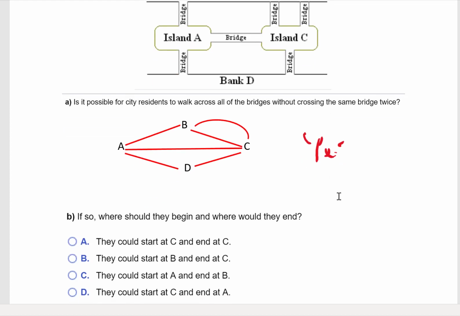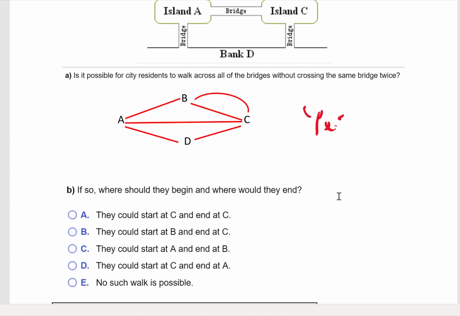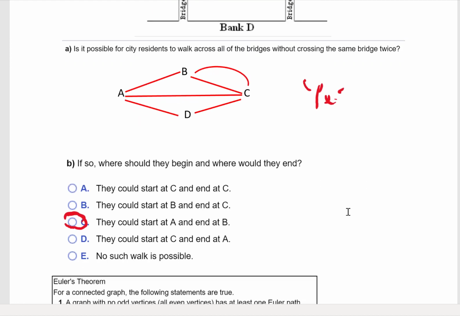And remember, we have to start at one of the odd vertices and end at the other one. So look at the answers and the possibilities here. So we either have to start at A or B. And the only answers here that would be correct would be... choice B says start at B, but it would end at C, but C is not an odd vertex, so that can't be the correct answer. So the correct answer is going to be C, because you have to start at one odd vertex and end at the other odd vertex.